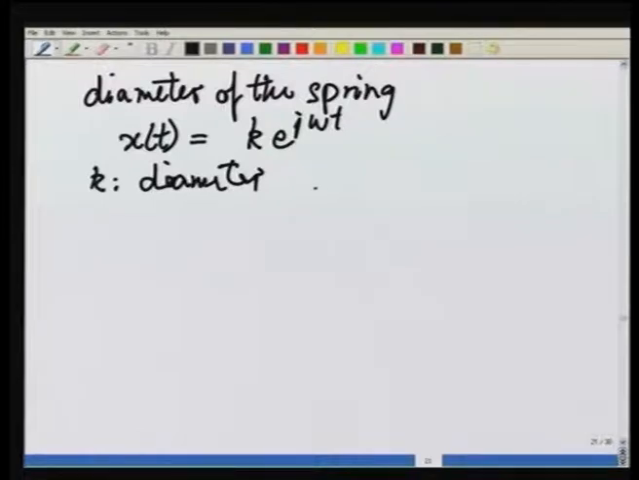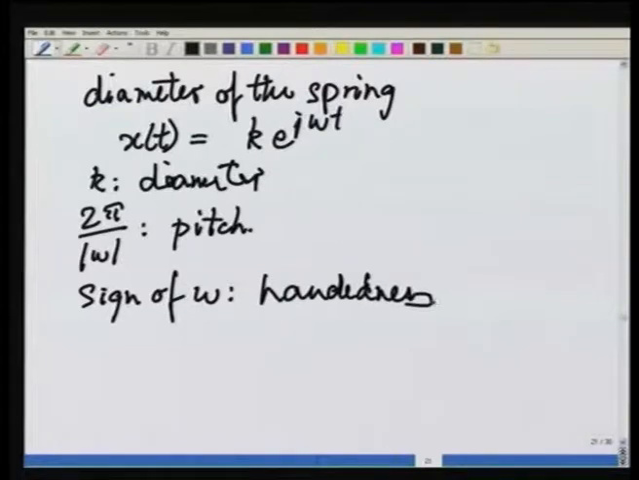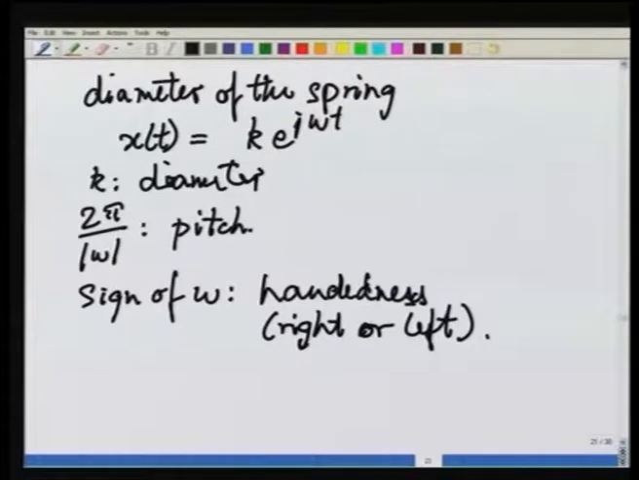And 2 pi by mod omega is the pitch, and finally the sign of omega determines the handedness, that is to say whether it is right or left. Right or left handedness is determined by the sign of omega.